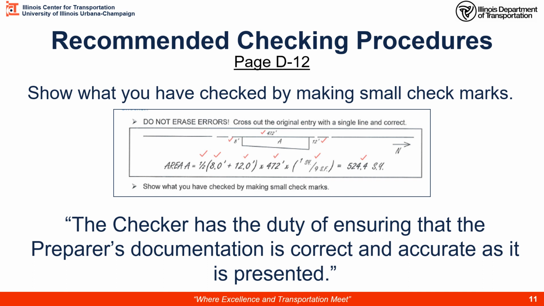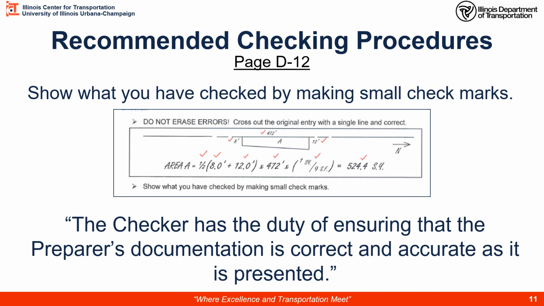On page D12 in the doc guide, we have some recommended checking procedures. Here we have a simple drawing with a calculation. Here are my measurements of this trapezoidal area. And I'm calculating the area here. As the checker, I'm checking these little tick marks to show that I'm checking that, number one, they used the data values that they show on their measurement. Here I'm ticking off the 1/2 because they're using the trapezoid formula, 1/2 of the parallel sides times the perpendicular distance between them.